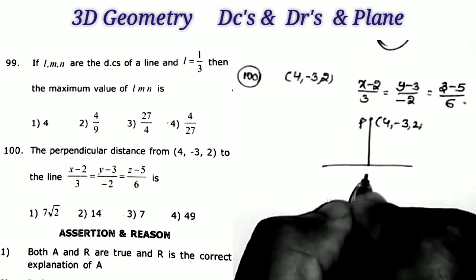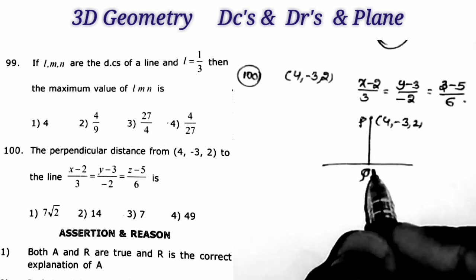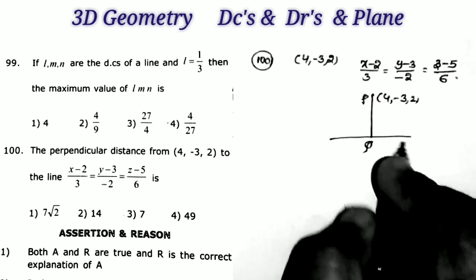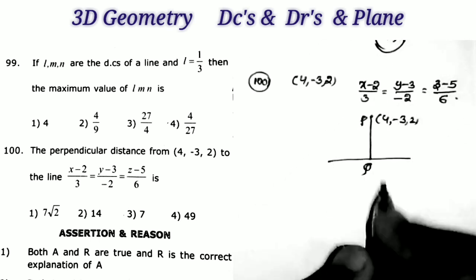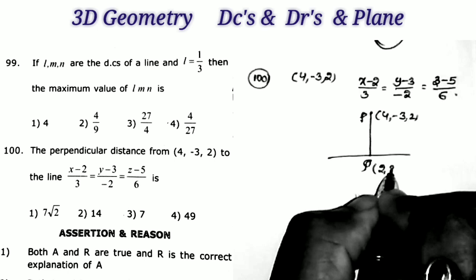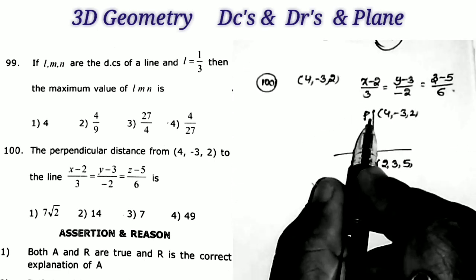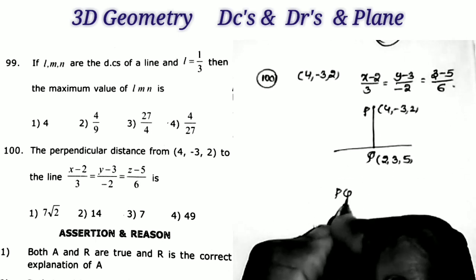Here P is the given point, Q is the foot of the perpendicular, suppose. Now we want the perpendicular distance. Here the perpendicular distance is nothing but the PQ value. Now what is the point on this line? Clearly from the line, the point on the line is (2, 3, 5). The perpendicular distance is nothing but the distance PQ, so I am finding the distance PQ here.